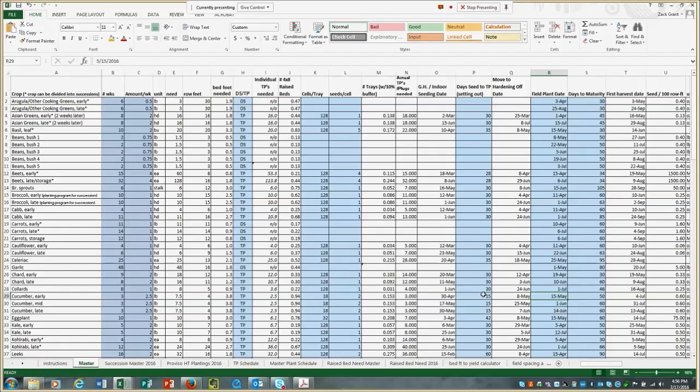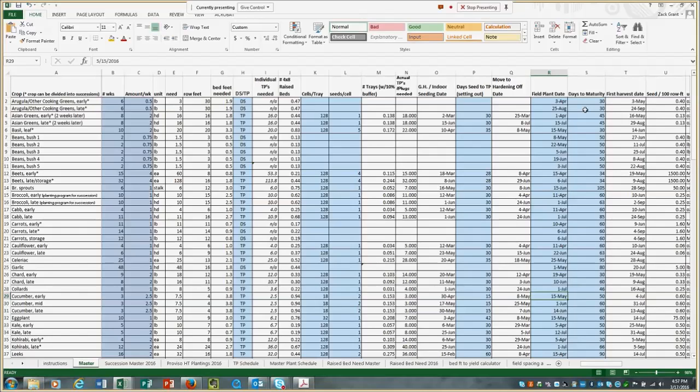But yeah, these are the field planting dates, the days to maturity. All of that is in general based on where we're sitting right now. If we were two hardiness zones to the south, all those inputs would change. So yes, that's a good question. It is based on that.